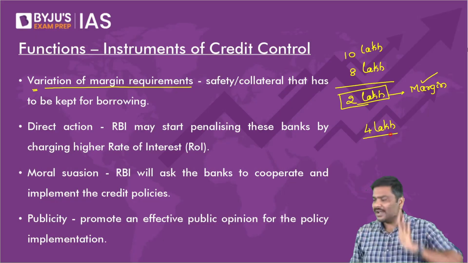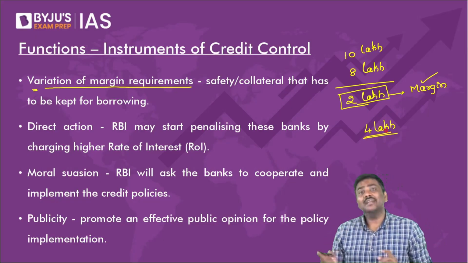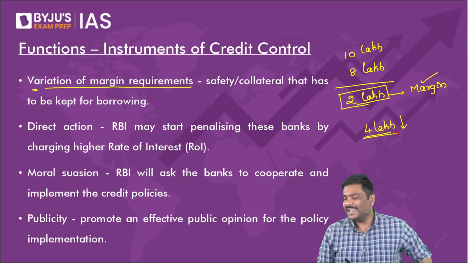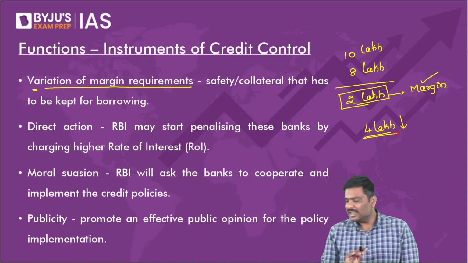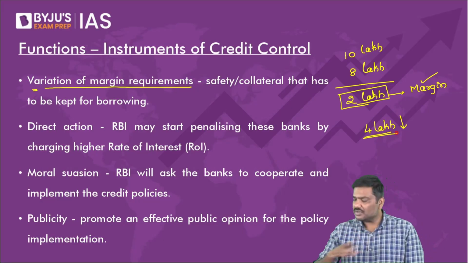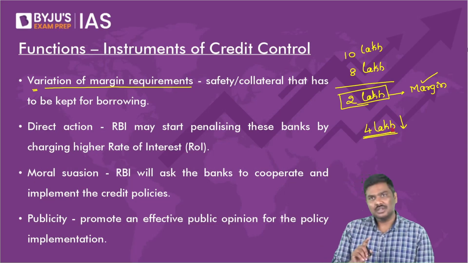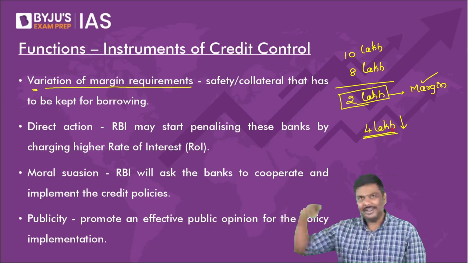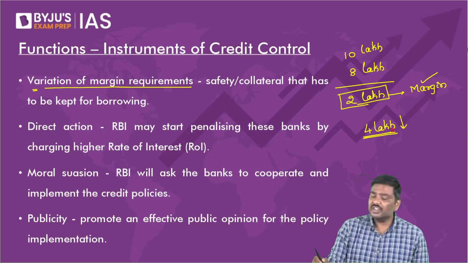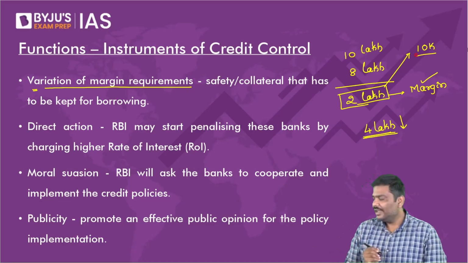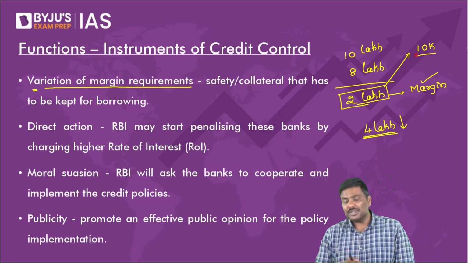If margin will be increased from 2 lakh rupees to 4 lakh rupees, will people take more loans or lesser loans? All of you will agree, right? They will take lesser loans. Anybody is disagreeing? Please do let me know, because most of you have said correctly. I'm happy with that. People will take lesser loans. What will happen to the demand? Demand will start changing. And what if margin is reduced from 2 lakh rupees to, let's say, 10,000 rupees?